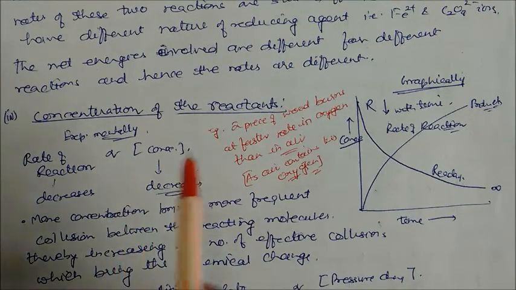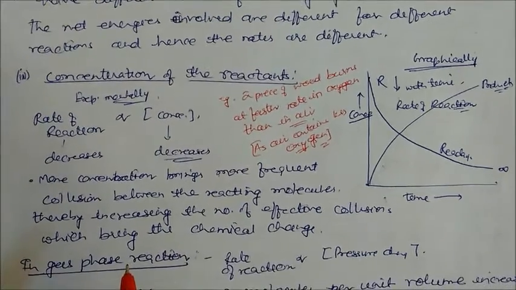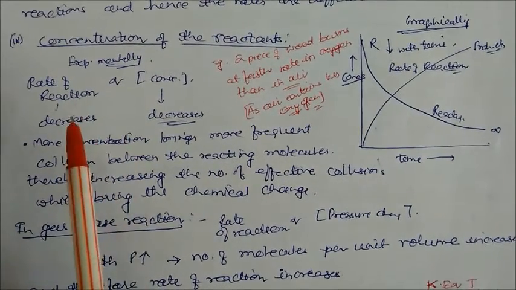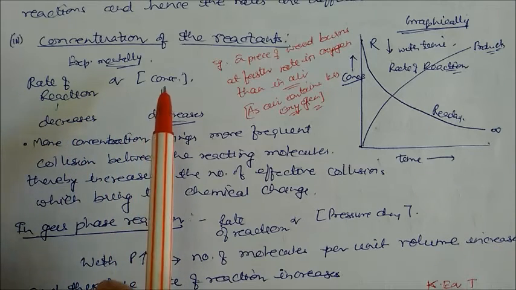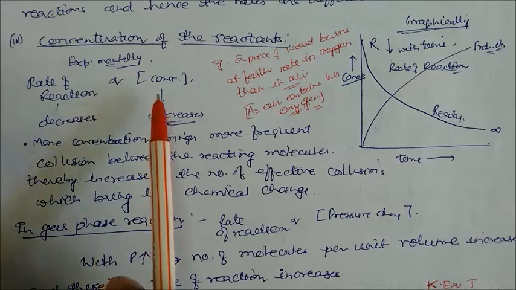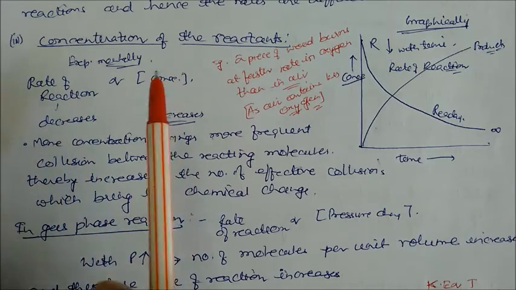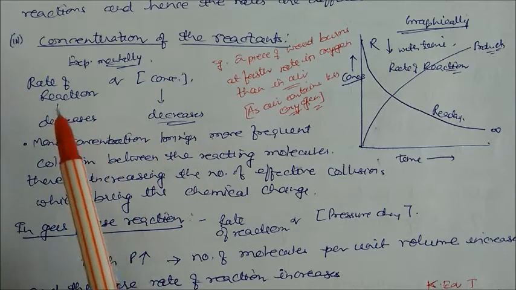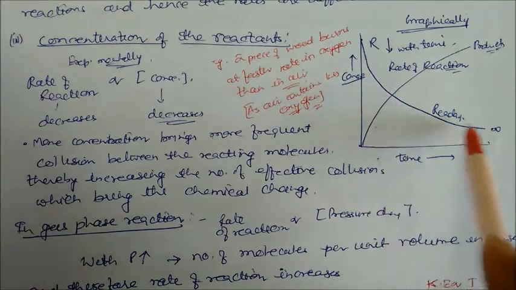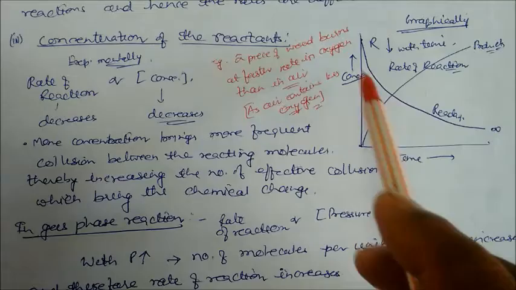factor, that is called concentration of the reactant. Under this heading, experimentally it is seen that the rate of reaction is proportional to the concentration. Proportional to concentration means if the concentration increases, the rate of reaction increases. If the concentration decreases, the rate of the reaction decreases. You can see here from the graph that the reactant is decreasing up to infinity, and the product is increasing. The graph goes like this.